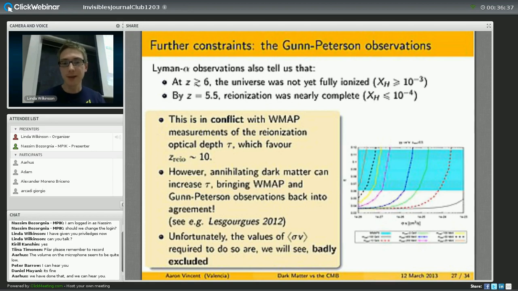It has been suggested that annihilating dark matter could increase the optical depth of the universe, for reasons that I explained earlier, which would bring WMAP and the Gunn-Peterson observations back into agreement. Unfortunately, this turns out to be excluded just by regular CMB observations.